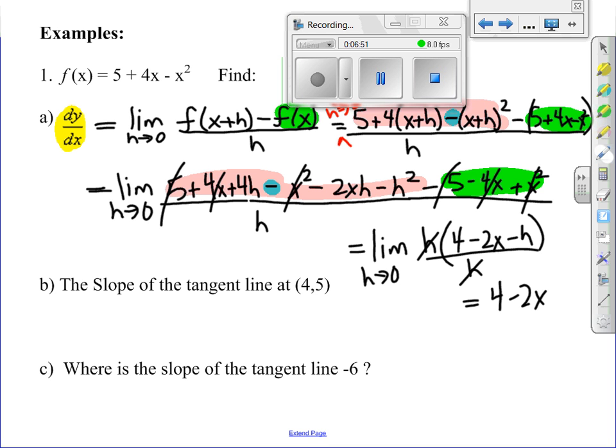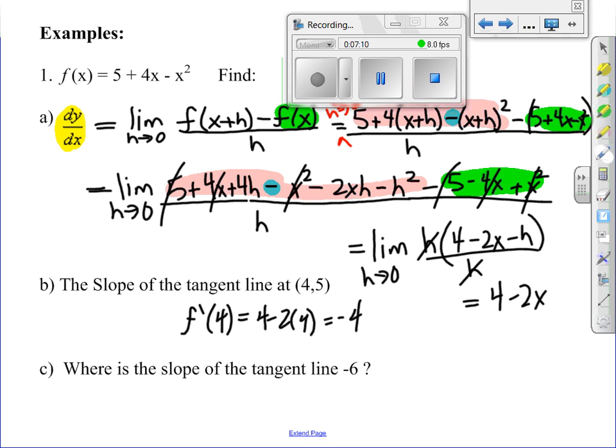Then to find the slope of your tangent line, that means finding the derivative's value. You'll notice I use f prime. That's the derivative's value at 4, or the slope of the tangent line at 4. So we replace x with 4, and we get our answer.